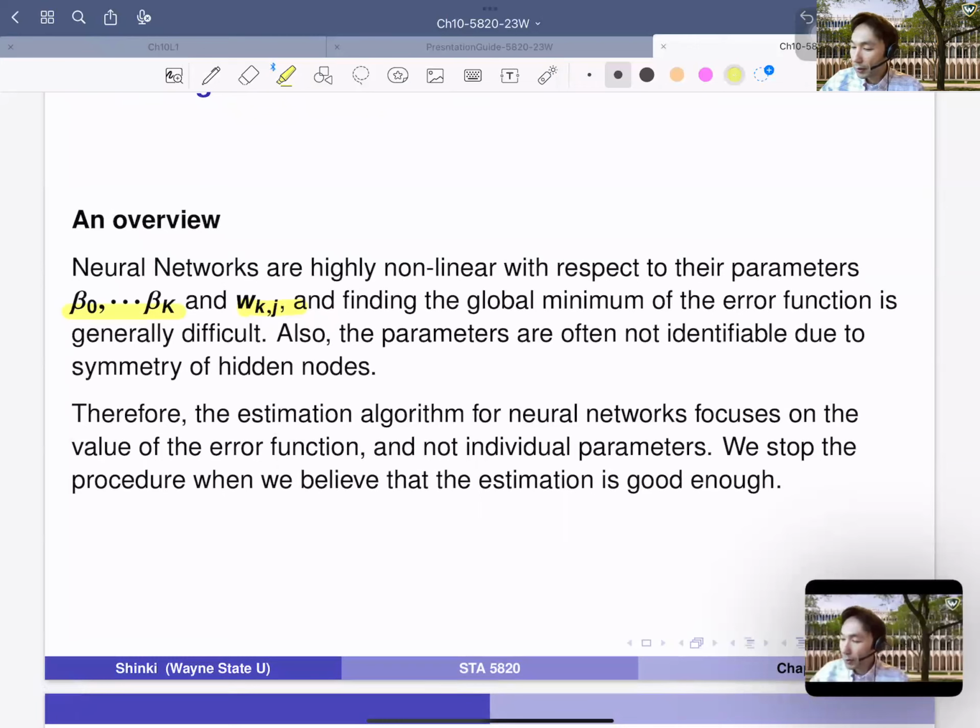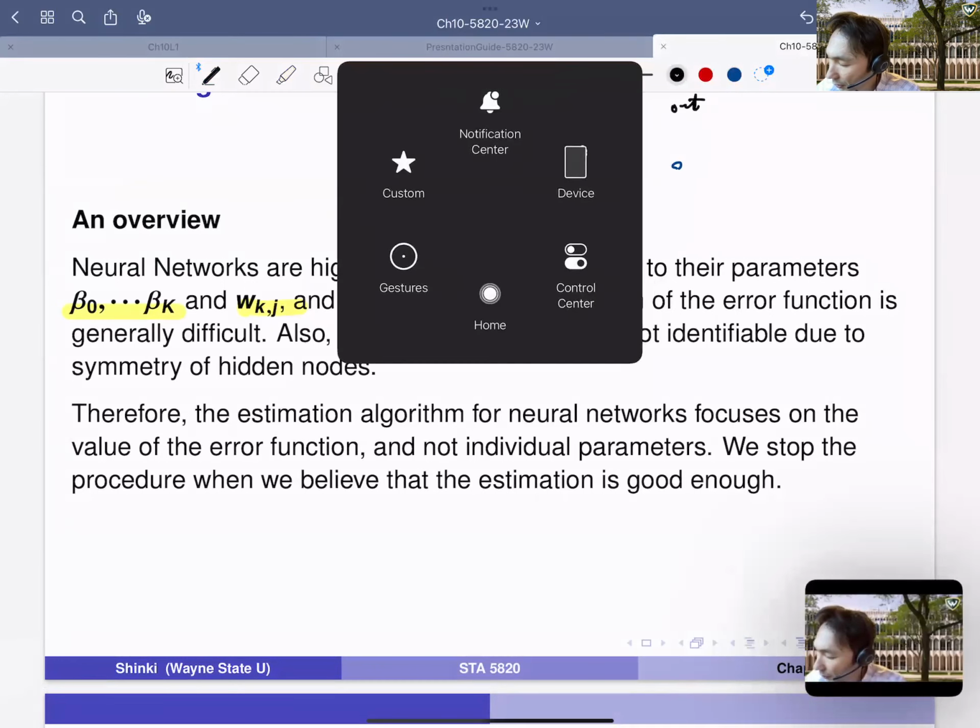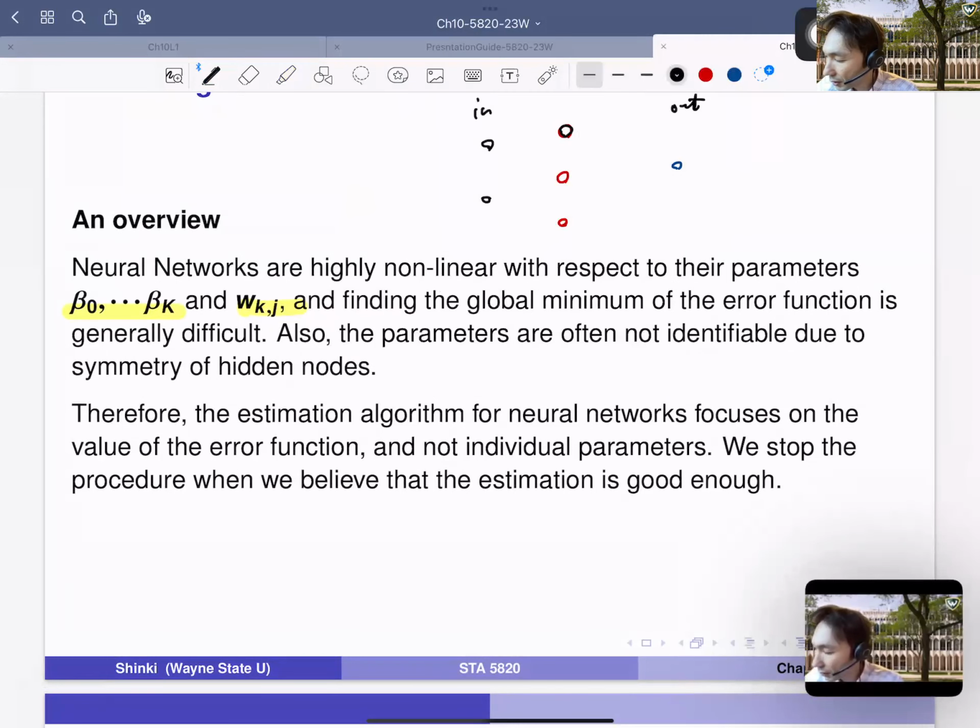And also remember that if we have input and output and multiple nodes, then we can see that these three nodes are not distinguishable, because these are just the intermediate steps of the neural network. So there is no way to distinguish these three nodes. That means the parameters are not identifiable.